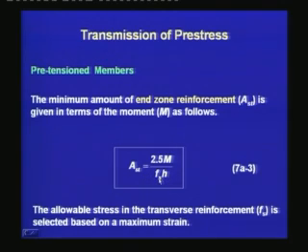Here Fs is the allowable stress in the transverse reinforcement, and this is selected based on a maximum strain. That means if we allow a strain up to say 0.001, then Fs is equal to Es, which is the modulus of the transverse reinforcement, times 0.001. Thus, depending on the strain that we may allow, we decide a value of Fs that is allowed in the transverse end zone reinforcement.